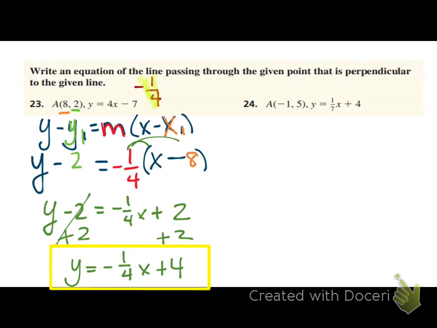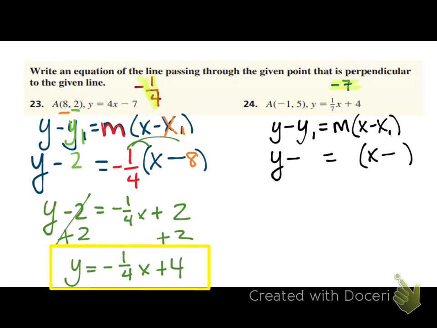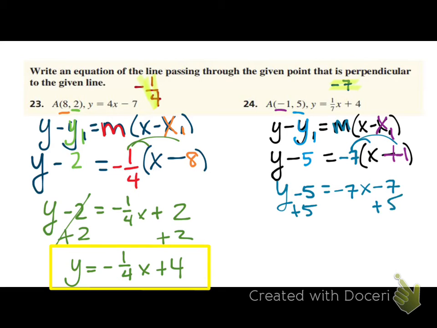And last, what is my perpendicular slope going to be? -7. It's going to be the opposite sign, so opposite positive negative, and then flip it. So we're going to use -7. y minus y1 equals m times x minus x1. My y coordinate, 5. Then we said slope, -7. And then my x coordinate, -1. So when I plug that in, it will become a +1. y minus 5 equals -7x minus 7. Add 5, -7x minus 2.